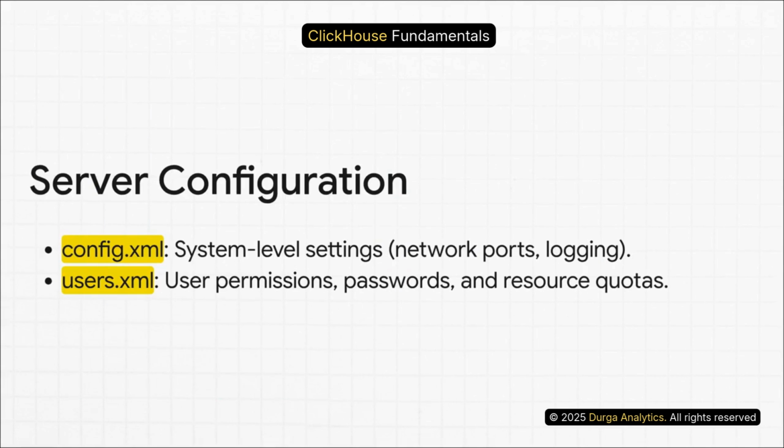Now, how do you tune this engine? You do it through its configuration files, which you'll typically find in the /etc/clickhouse-server/ directory. The two you absolutely have to know are config.xml, that's for system-wide stuff like network ports and memory limits, and users.xml. This one is all about security. It's where you'll set up user permissions and, critically, resource quotas to stop a bad query from taking down your whole production system.